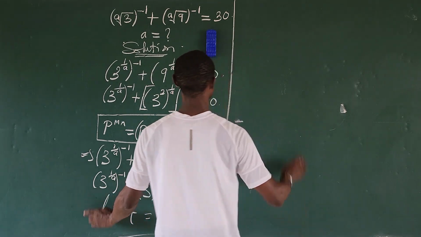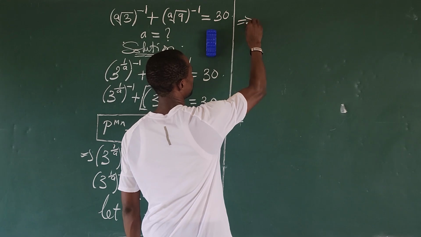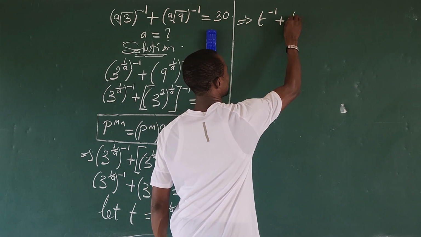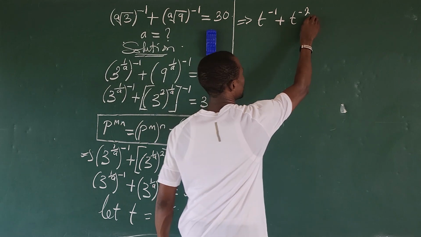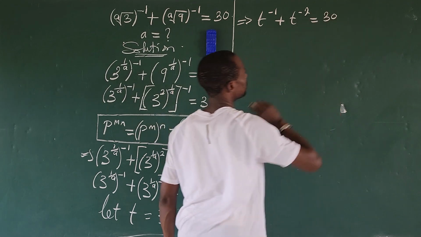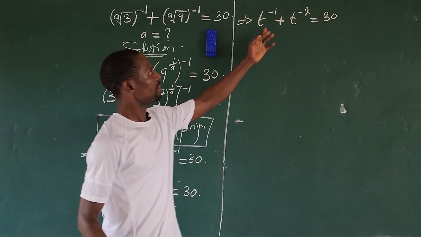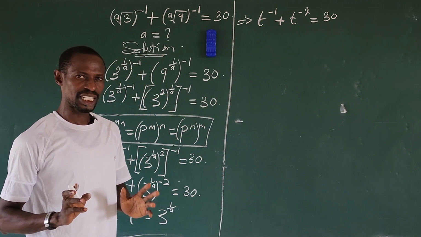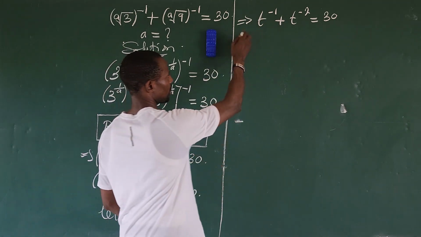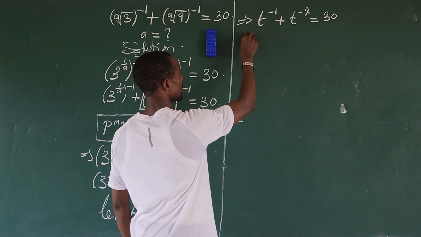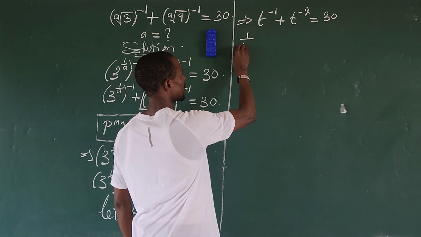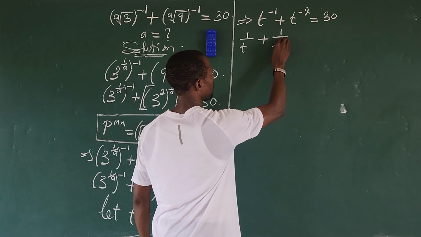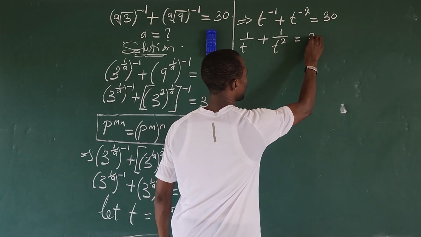So the first one gives us t to the power of minus 1 plus t to the power of minus 2, this is equal to 30. We can rewrite this by removing the minus attached to the exponents, according to the law of indices again. So this is the same thing as 1 over t to the power of 1 plus 1 over t to the power of 2 equal to 30.